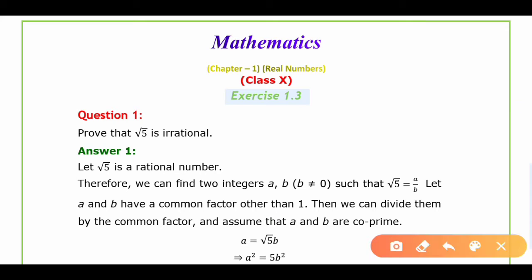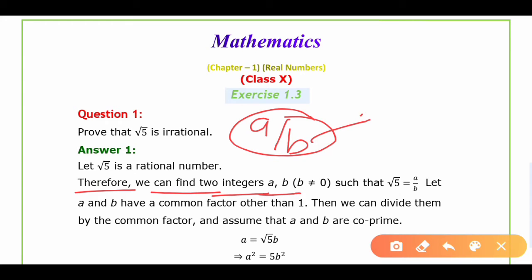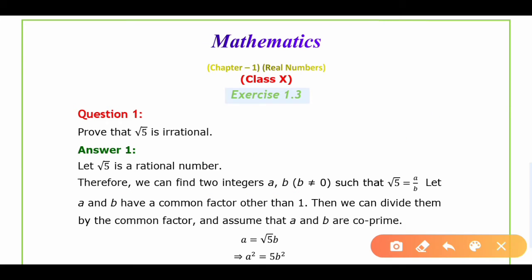So here we have to prove that root 5 is an irrational number. So let's see. Let root 5 be a rational number. Here we are using the contradiction method. Therefore we can find two integers a and b, that means we can represent it in the form a upon b, where b is not equal to 0, such that root 5 is equal to a upon b.